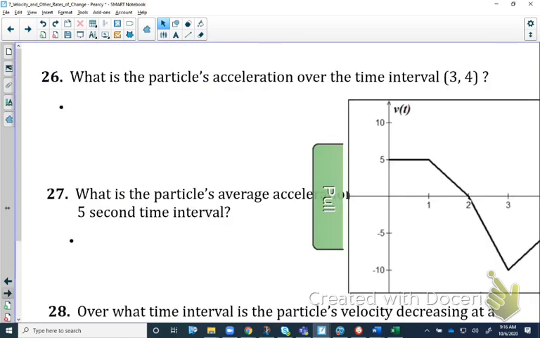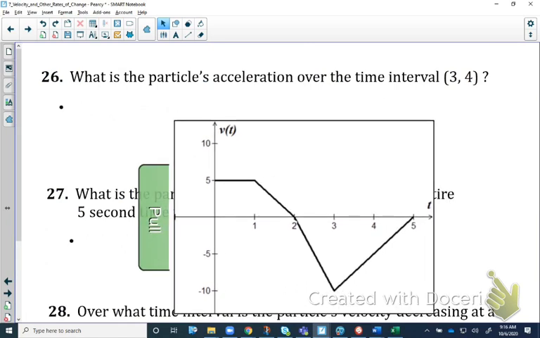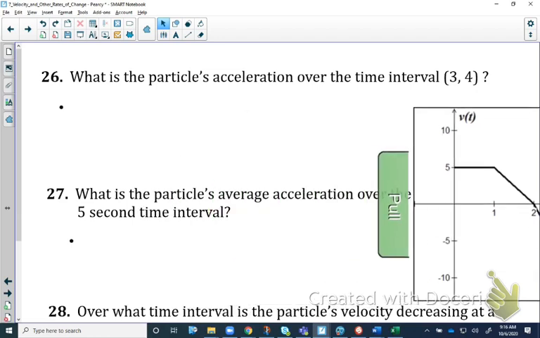What is the particle's acceleration over the interval from 3 to 4? So the acceleration is the slope of the velocity function. So I'm really just looking at the slope of the line between time 3 and time 4. So we're just going to look at the slope here.